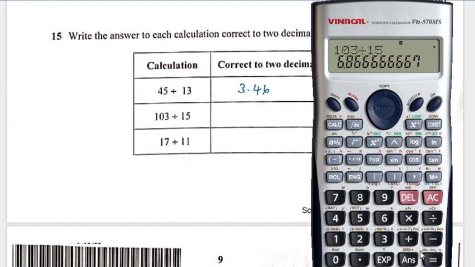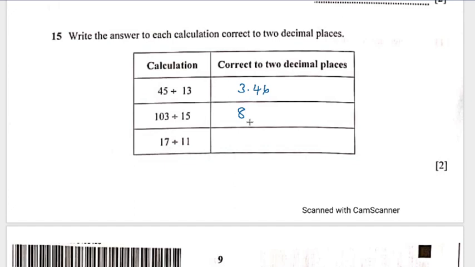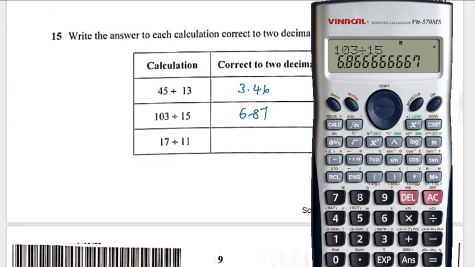Okay, let's see. We got 6.86 here, but the next digit is 6, so it's 5 and above, right? So we add 1, so 6.87. I hope you still remember how to round off. Next one, 17 divided by 11.